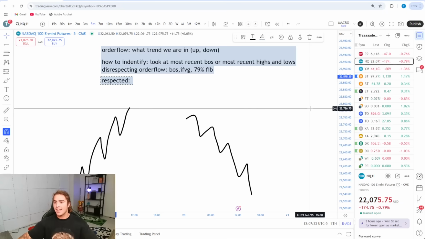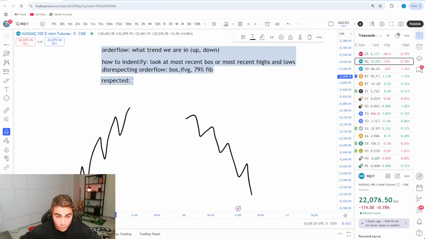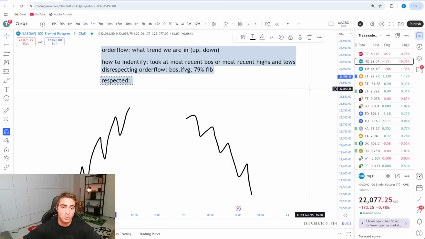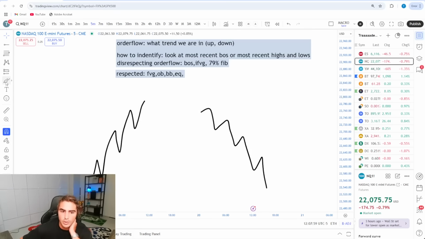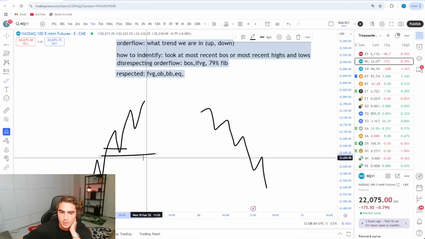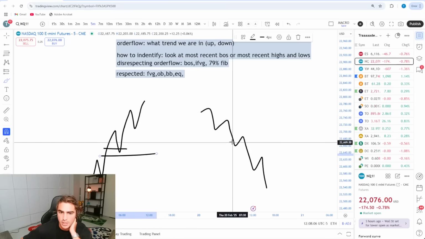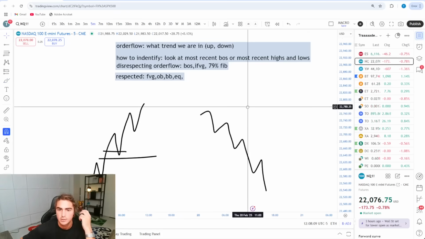Hey! Okay, now that we know how to respect order flow, I'm going to put this together. Okay, so how do we respect order flow? With fair value gaps, with order blocks, with breaker blocks, with equilibrium. What else? That's pretty much it. Or like OTE, but we don't need to do that. This is all you need. So how do we respect order flow? When we're in an uptrend, what are we doing? We're respecting order flow. We're either hitting equilibrium, filling fair value gaps, filling order blocks and breaker blocks, all of that.